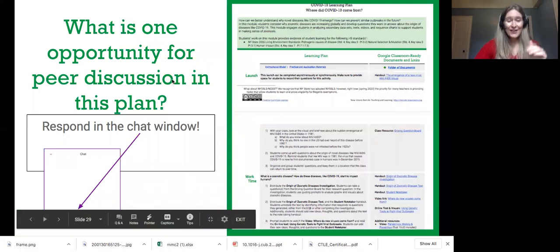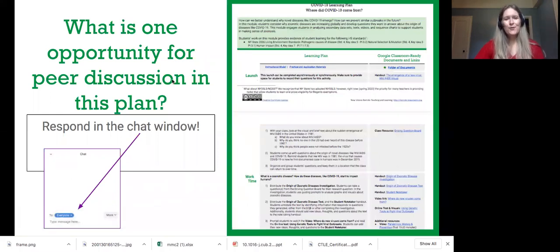So just based on that very quick overview, I know that was super quick, and I know John shared the plan with you, and maybe you're opening it and looking at things for the first time. What are a few ideas that are emerging from that quick look around peer-to-peer discussion in this plan? Go ahead and answer in the chat to everybody. What are some places here that we see opportunities for peer discussion?